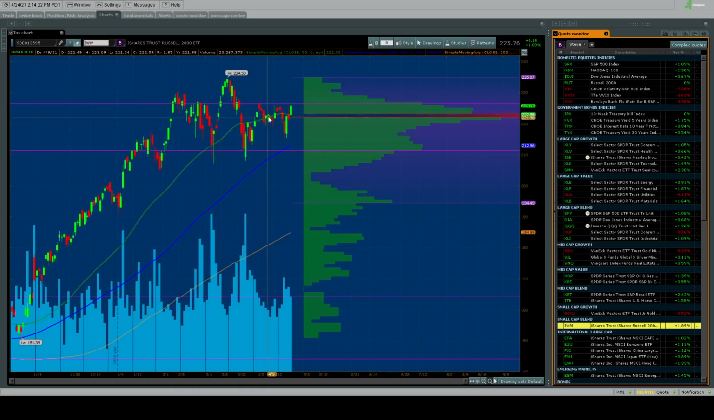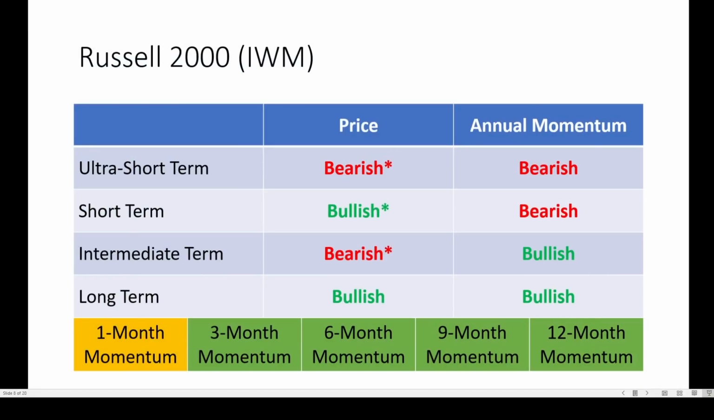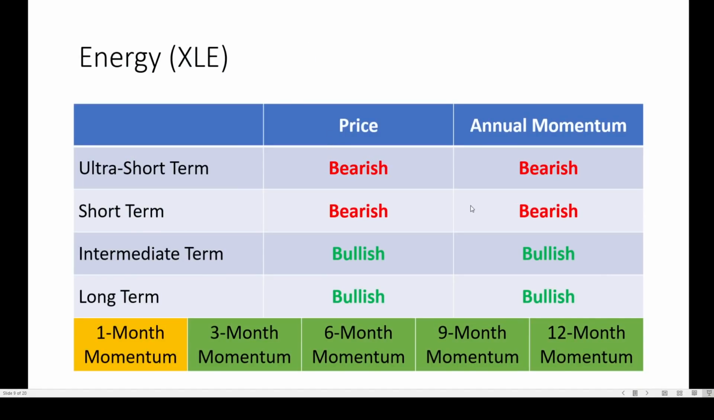This is where prices go up and run into sellers, go up and run into sellers, go up and run into sellers. Remember, small caps lead the large caps. So the fact that we're seeing a topping pattern here in IWM is not a bullish indicator for the SPY or the Qs. Let's go on to energy sector, unchanged between price and annual momentum.